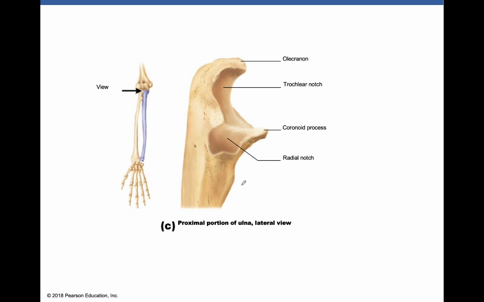All right, this is a beautiful picture. Why? Because you can see all of the structures that are on the proximal part of the ulna. These four structures I always ask about on the lab exam. This ridge here is called the olecranon. This smooth inner sliding opening is called the trochlear notch. The part that sticks out, coronoid process, and this smooth surface is called the radial notch. The radius binds here. So be sure you know this picture.